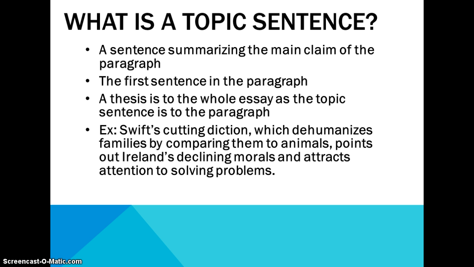An example, this topic sentence is about a work called A Modest Proposal by Jonathan Swift, and we'll use this example throughout the PowerPoint. It says, "Swift's cutting diction, which dehumanizes families by comparing them to animals, points out Ireland's declining morals and attracts attention to solving problems." So you can see that's a claim, it's an opinion, and it's telling us that the paragraph is going to be discussing Jonathan Swift's diction. So at this point, you can answer question number 3 on your worksheet.